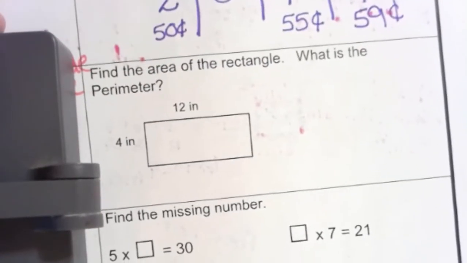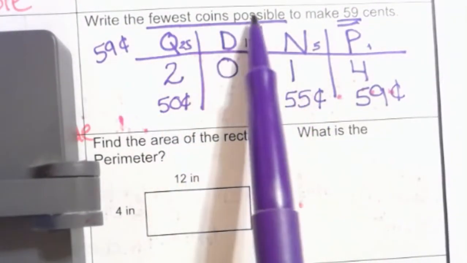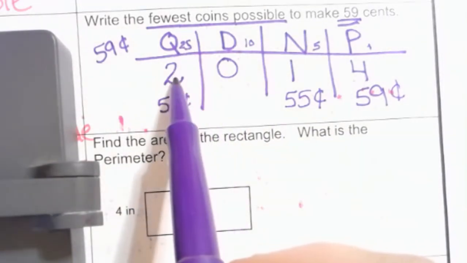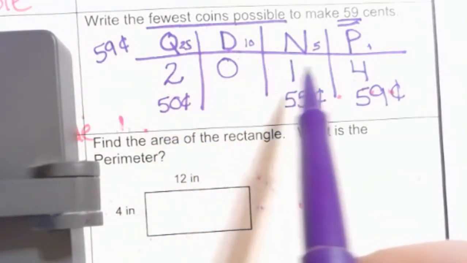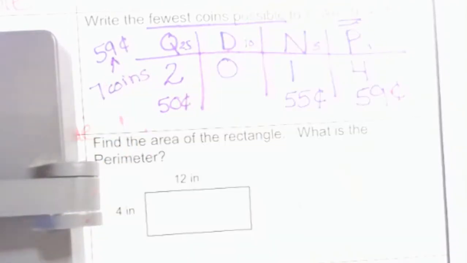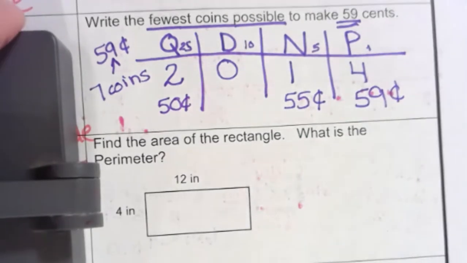Very good. Now, one more thing. It says, what is the fewest coins possible? Well, which ones of those are coins? We got 2 quarters and 1 nickel and 4 pennies. That's 4, 5, 6, 7. It took 7 coins to make 59 cents. I cannot make 59 cents with less than 7 coins.